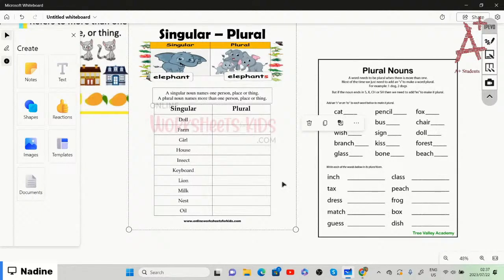All right, so now if we look at this one activity, there they have a picture that shows an elephant, one elephant, which is singular, and three elephants, which is plural, right? So we are going to write the plural form of words that we basically see on the left hand side. So on the left hand side is doll, and then we are going to write the plural form of doll.